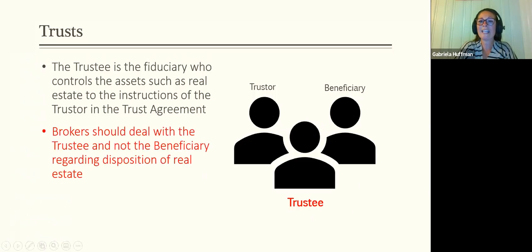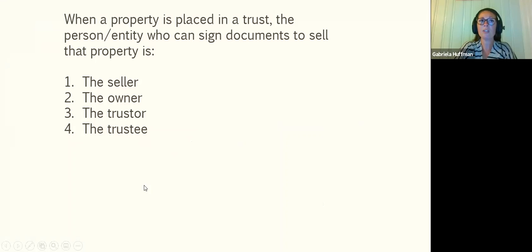The trustee is the fiduciary who controls the assets, such as real property, according to the instructions of the trustor that are outlined in the trust agreement. As a real estate agent, make sure you're dealing with the trustee who has control of the assets versus the beneficiary who only benefits at a later time. So let's take a look at this question. When a property is placed in a trust, the person or entity who can sign the documents to sell the property would be, you got it, the trustee.